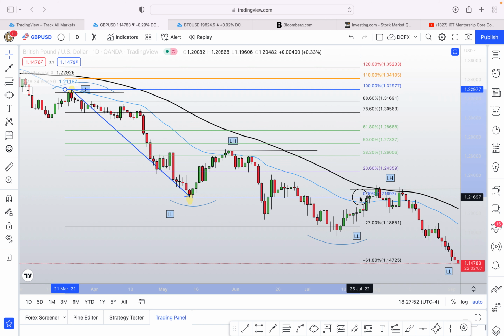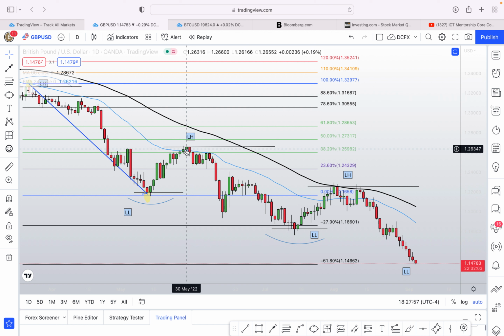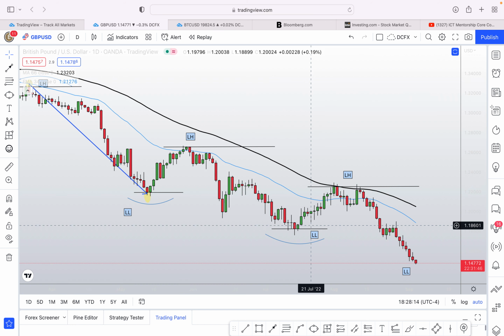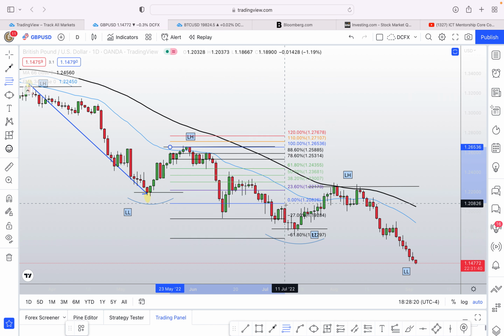I'm just trying to stretch it out more so it can be seen. So you see 38.2 was achieved here, which was a lower high, a level of resistance, and then you see the market float all the way down into our negative 27 support. Okay. Once that was achieved, then we can erase this fib. Then we can draw another fib from lower high to lower low.